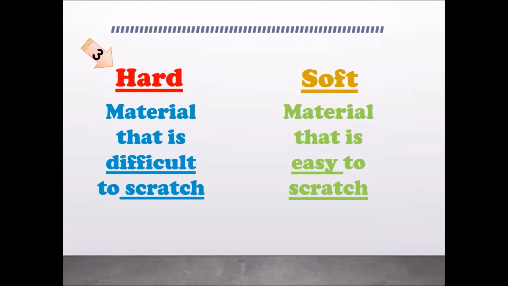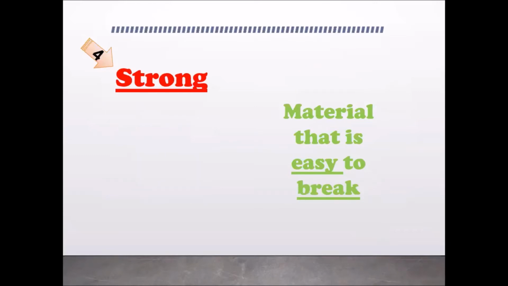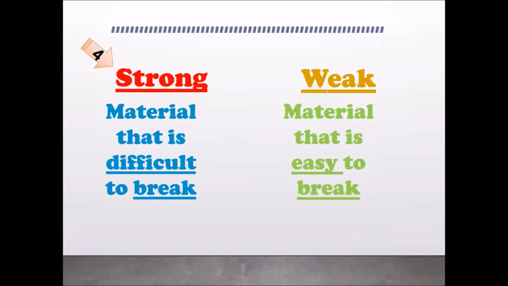The fourth property is strong and weak. What does it mean? The strong material is the material which is difficult to break, like, for example, the t-shirt. What about the weak material? It's the material that is easily broken or easy to break, like, for example, the glass. So those are the strong materials and the weak materials.